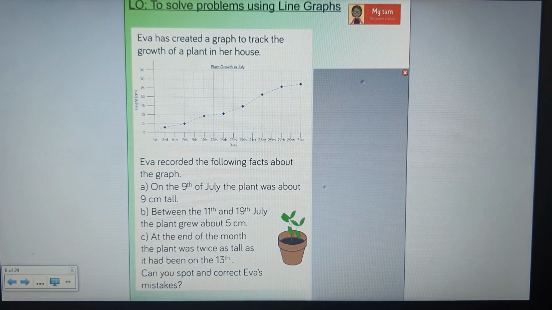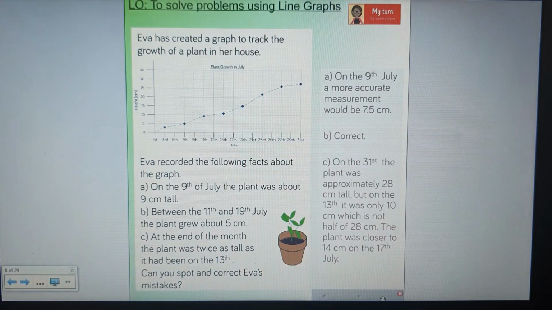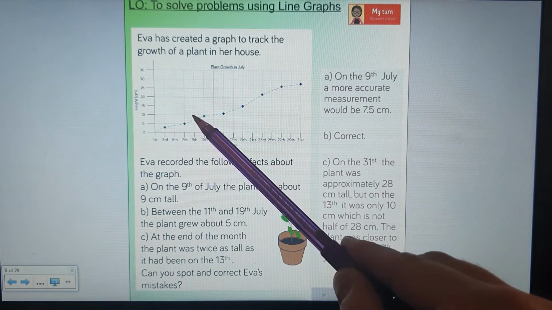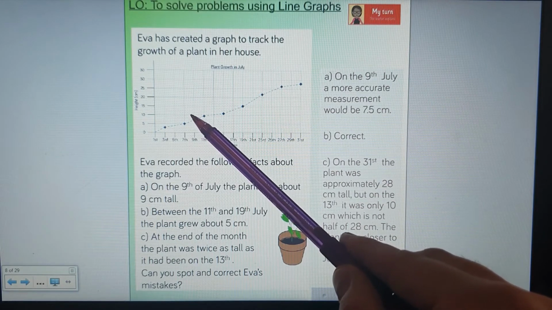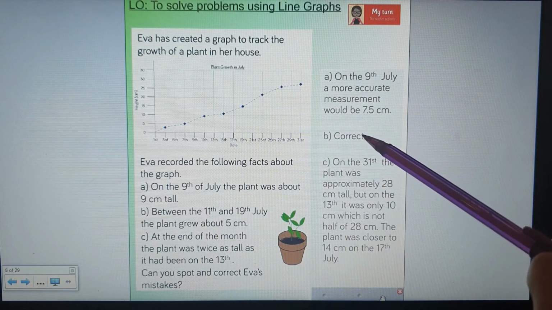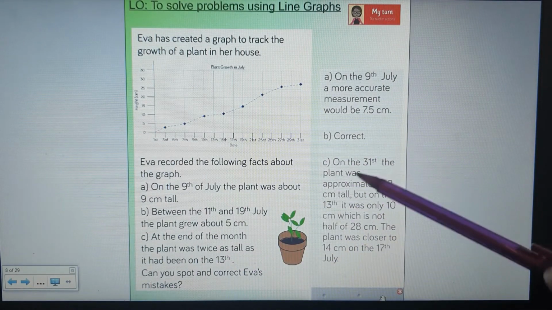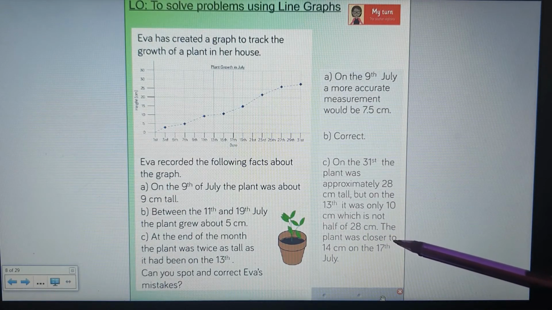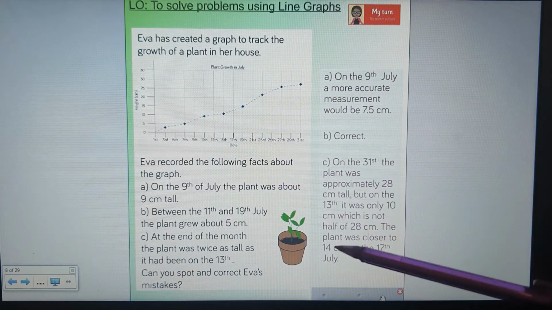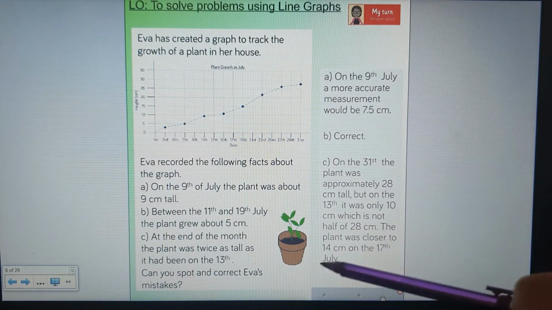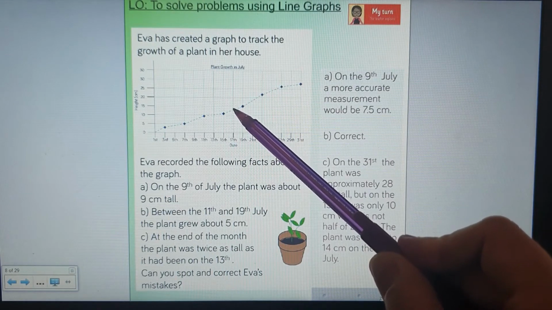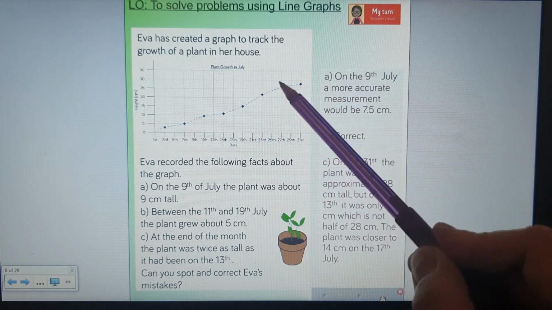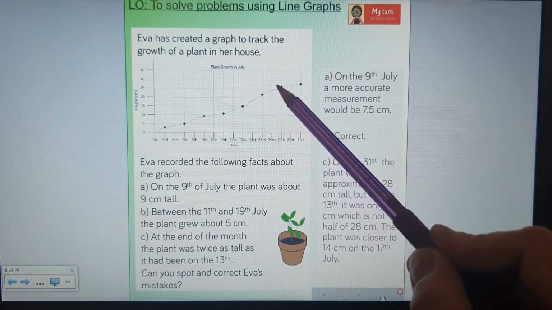So let's have a little look and double check. So yeah, the more accurate measurement would have been 7.5 for this first one, on the 9th. Okay, 9 centimetres would have been a bit higher. B, we were correct, yeah, she was right. And C, yeah, on the 13th, it was only 10 centimetres, which is not half of 28. So to correct it, if it was to be 14, which is half of 28, it would have been about the 17th of July. So past halfway. Okay, so you can see that it actually started picking up growth here, it actually grew quicker as it got near the end of the month.